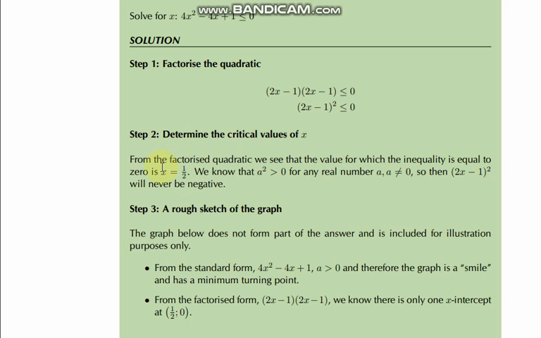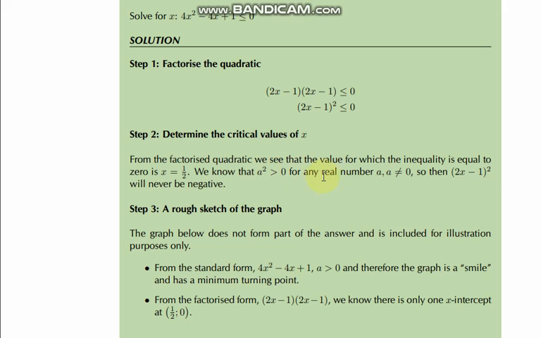Let me see what they're saying here. From the factorized quadratic, we see that the value for which the expression is equal to 0 is x equal to 1 over 2. Just note that there will be two of those, x equal to 1 over 2, one coming from this bracket, the other from that bracket. That's very important. We know that a squared is greater than or equal to 0 all the time. If you take a value and square it, it's never negative. That's what they're trying to say here.